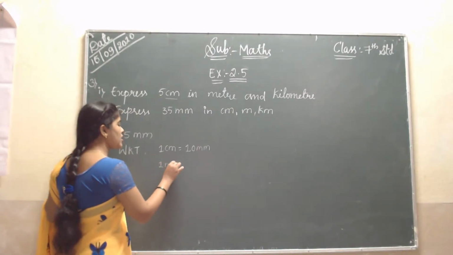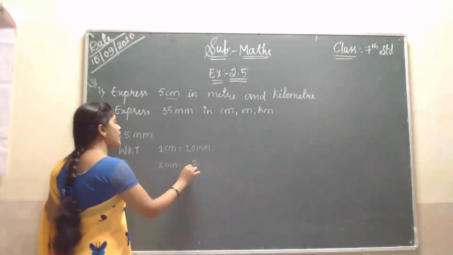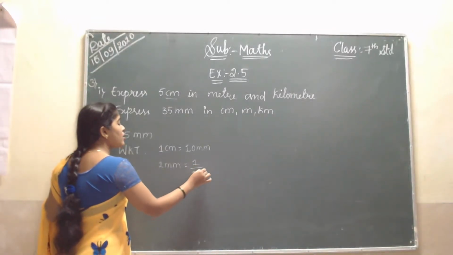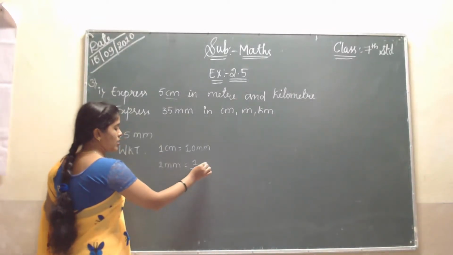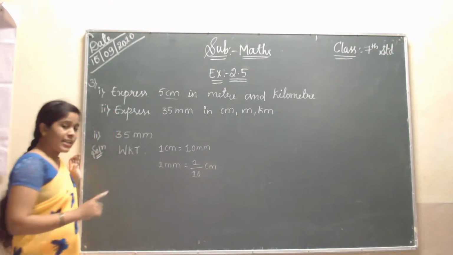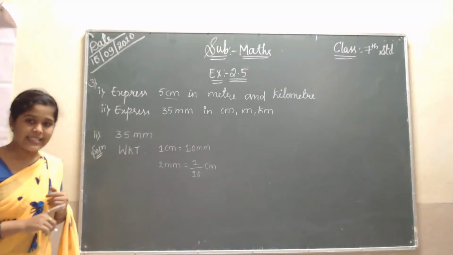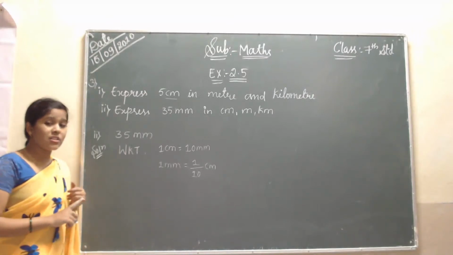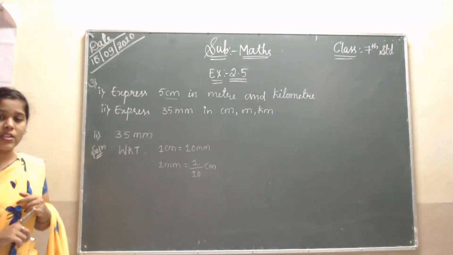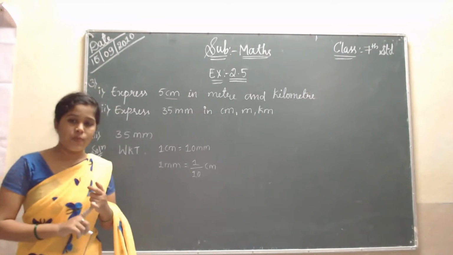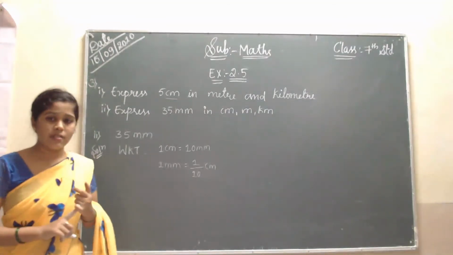1 millimeter is equal to 1 by 10. Remember, you should know all these units. 1 centimeter is equal to 10 millimeter. 1 meter is equal to 100 centimeter. 1 kilometer is equal to 1 lakh centimeters. So you should remember these points. Then only you will get this problem.